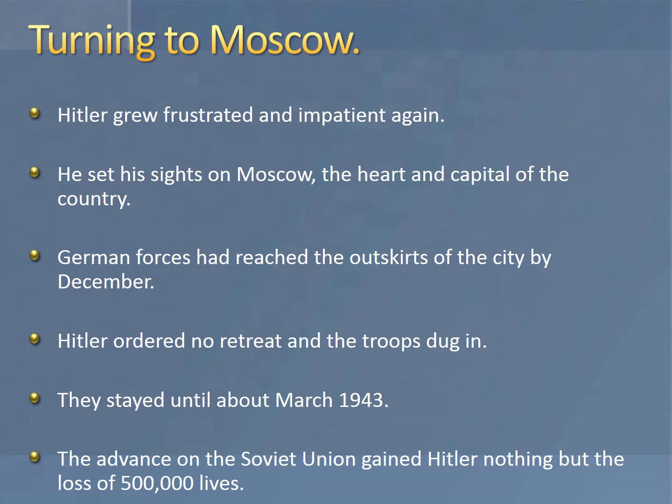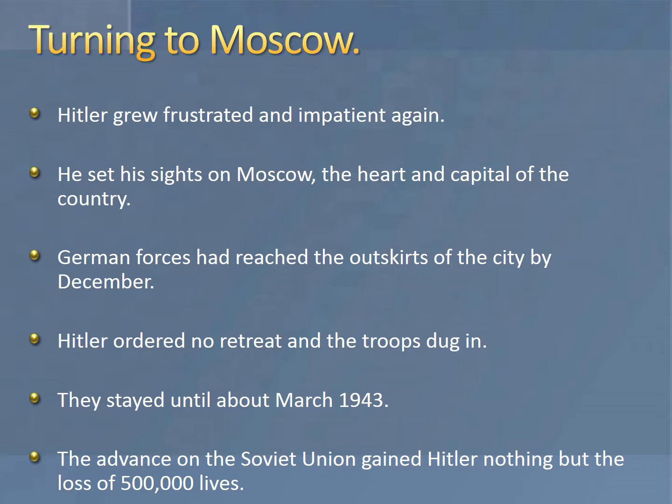So again, Hitler grows frustrated and impatient. Again, he wants to keep moving. He doesn't want to wait. So he set his sights on Moscow, which was the heart and capital of the country. German forces reached the outskirts of the city by December, and Hitler ordered no retreat. He tells them, do not retreat. And so the German forces dug in, and they stayed there until about March 1943.